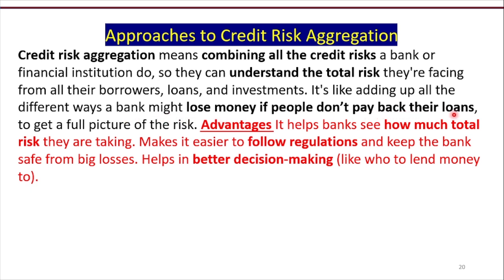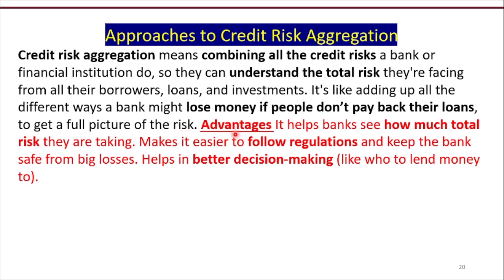By combining all these things, what is the advantage? Adding up all the different ways the bank might lose money if people don't pay back their loans gives a full picture of the risk: where we are going to have risk, which type of risk, and from which customer.